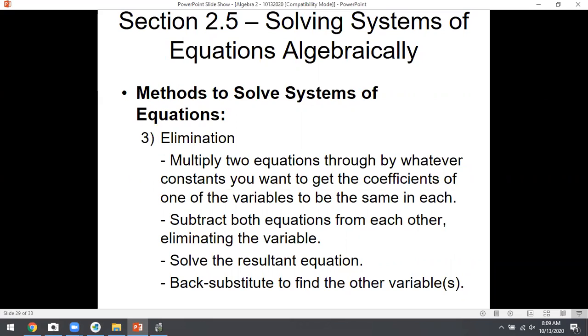Do you think you have a grasp for that, or do you need another example, guys? You good? All right. Let's talk about the third and last method then, and that's called elimination. So here's your last little bit of notes about it. This is a slightly faster way to do a substitution.